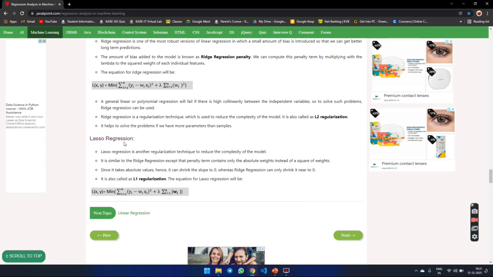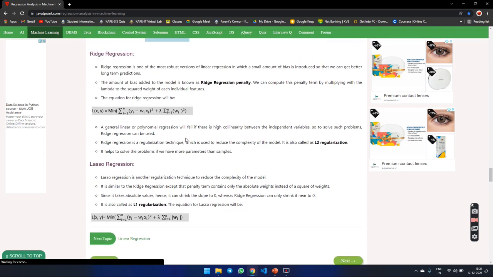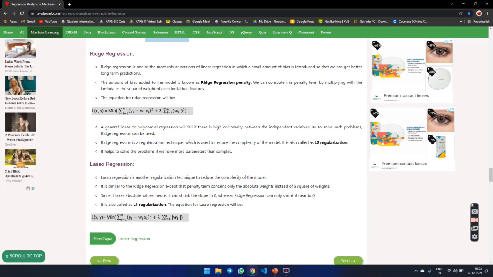Then we are moving to lasso regression. Lasso regression is another regularization technique to reduce the complexity of the model. It is similar to ridge regression except that the penalty term contains only the absolute weight instead of the square of the weight. Since it takes absolute values, it can shrink the slopes to 0, whereas ridge regression can only shrink them near 0. It is also called L1 regularization.